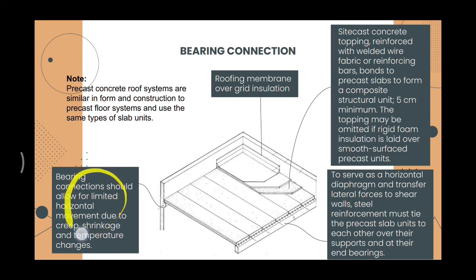On your left-hand side, here is the bearing. The bearing connection should allow for limited horizontal movement due to creep, shrinkage, and temperature changes. The roof is also to serve as a horizontal diaphragm and transfer lateral forces to shear walls. Steel reinforcement must tie the precast slab units to each other over their supports and at their end bearings.